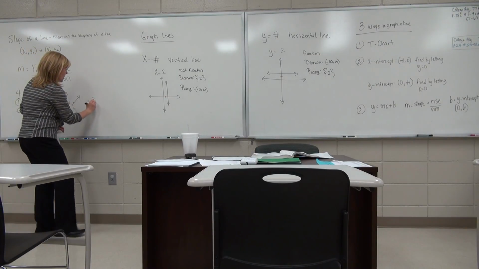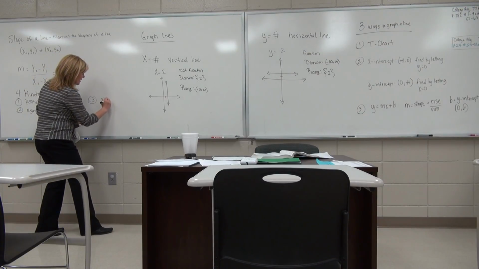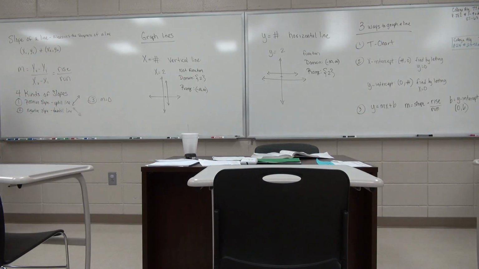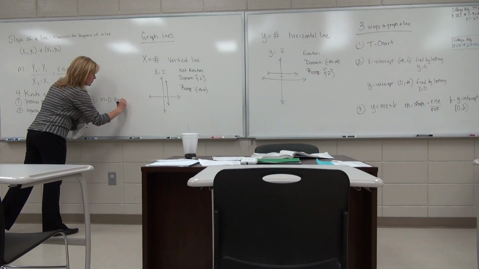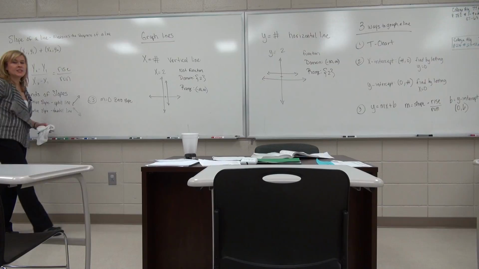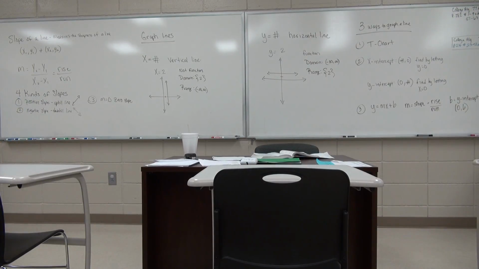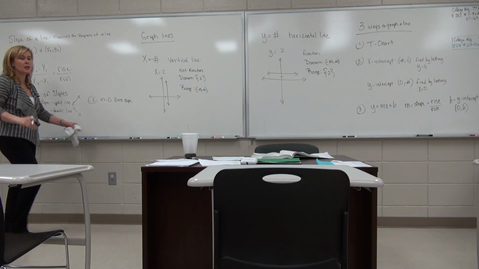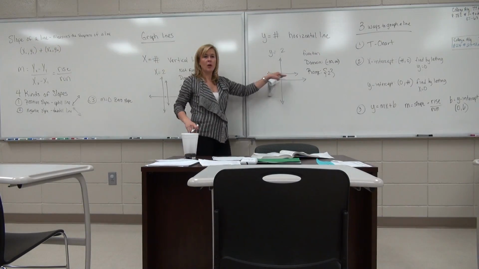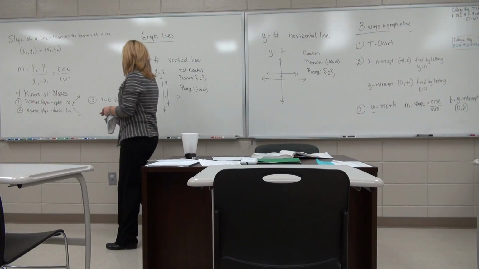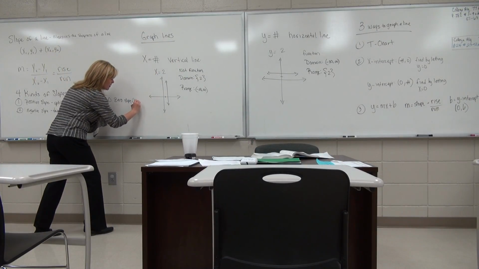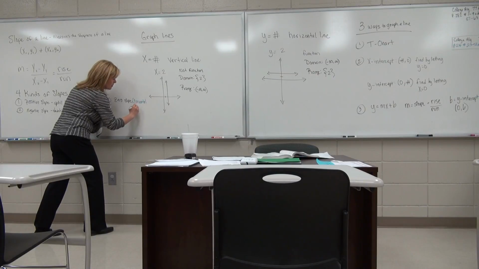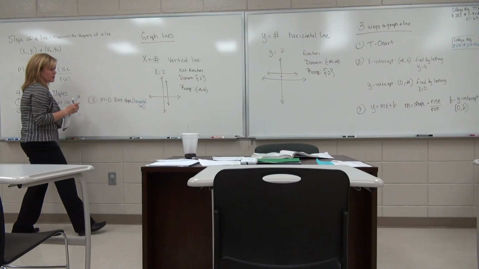Third, we could have a slope that's equal to 0. A 0 slope means that you're not going uphill or downhill. You're just staying flat. So what kind of line do you think is going to have a slope of 0? A horizontal line. So anytime you have a slope of 0, this is going to be a horizontal line.